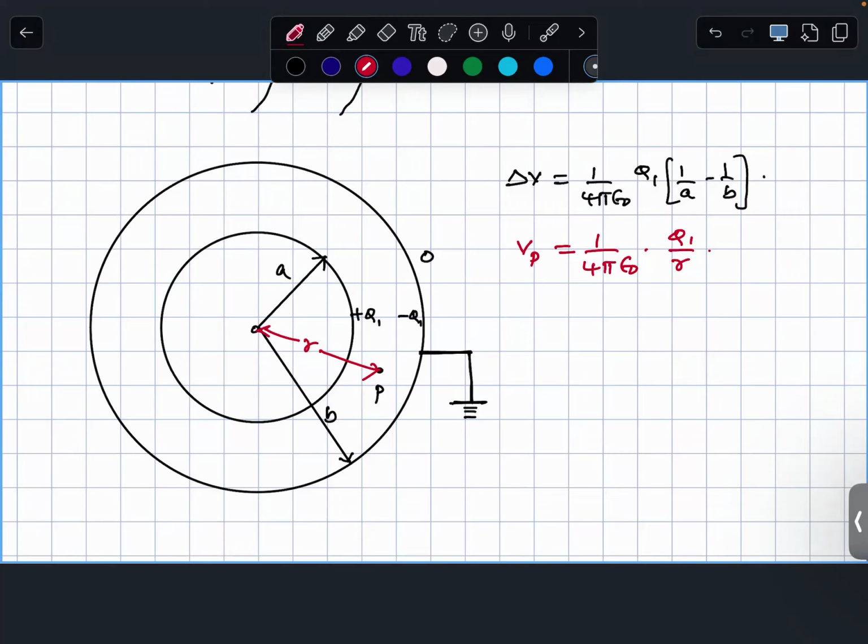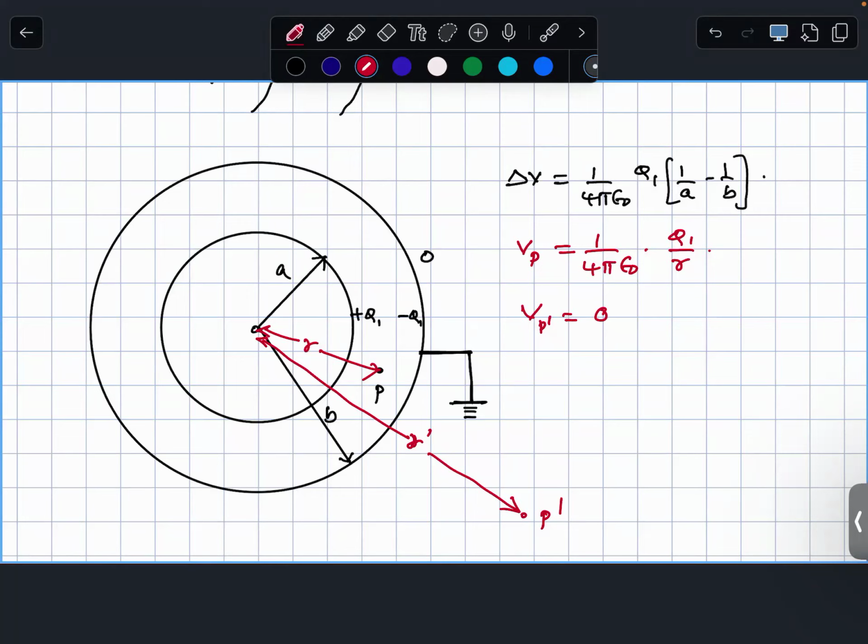At any point here, P, it is Q1 by R. Now what about a point P dash, which is at a distance R dash? V at P dash is 0. As per Shell theorem, the net charge at the center is 0. Got the point? Any doubts?